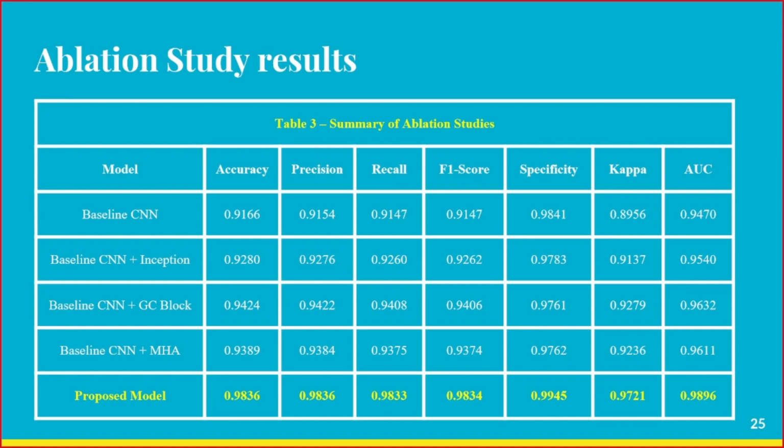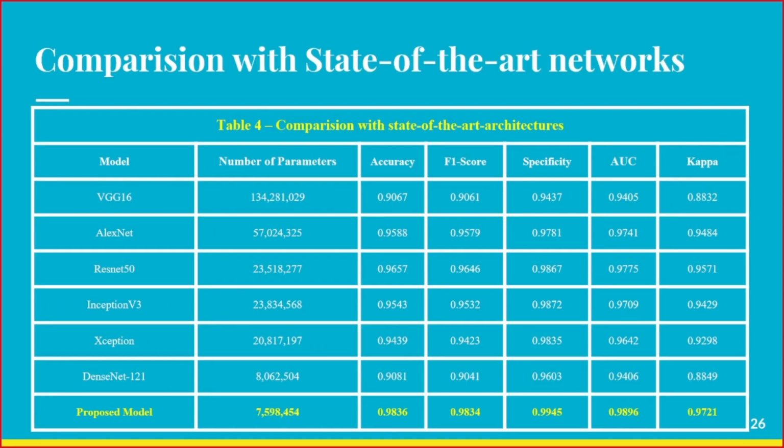And our proposed model, which consists of the inception, global context, and multi-head attention blocks integrated to our baseline CNN, produced a testing accuracy of 98.36. The rest of the metrics mentioned above are the precision, recall, F1 score, specificity, Cohen-Kappa score, and the AUC scores. And this is a comparison of our proposed network with the other state-of-the-art architectures.